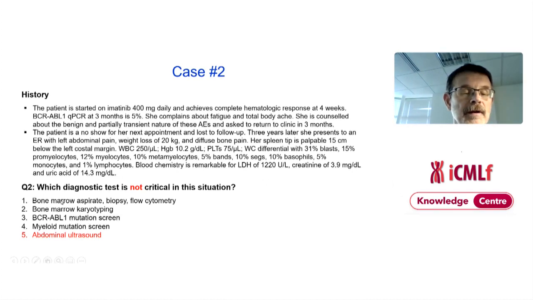Everything else is important. You want to know, of course, whether this is blast phase also in the marrow. And you want to know by flow cytometry whether it's lymphoid or myeloid. You want to know the karyotype, and you want to know whether there's a BCR-ABL kinase mutation, because she's previously been exposed to imatinib. And you also want to do a myeloid mutation screen to see whether there are additional somatic mutations.